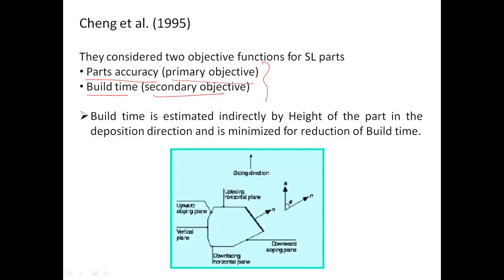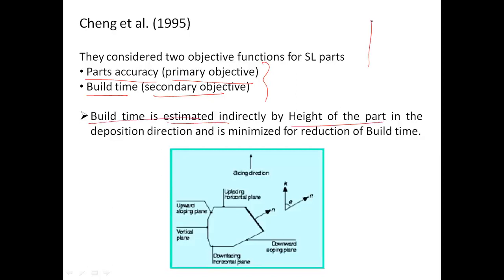So here you don't need to make any choices. Your accuracy of the part is your primary function and build time is your secondary function. Now what he decided was that build time is actually estimated by the height of the part.